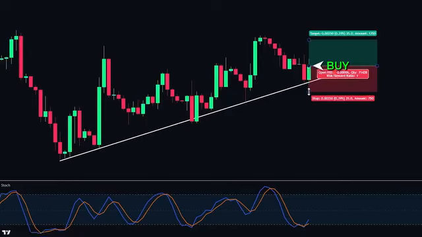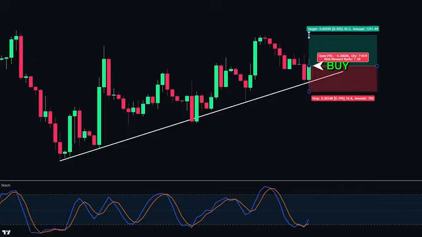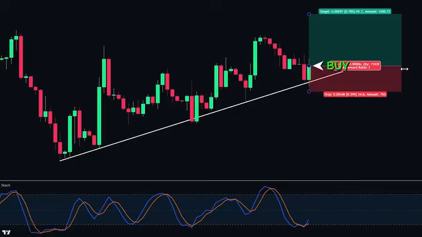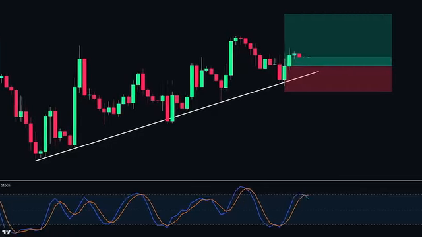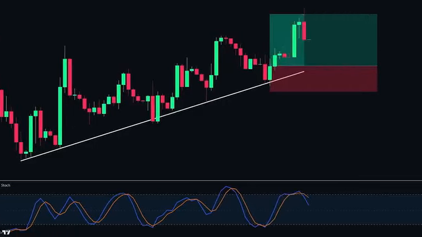For the risk management, we set our stop loss slightly below the swing low in this area. And for take profit, we target 2 times the size of our stop loss. And as you can see, price bounced, hitting our take profit.